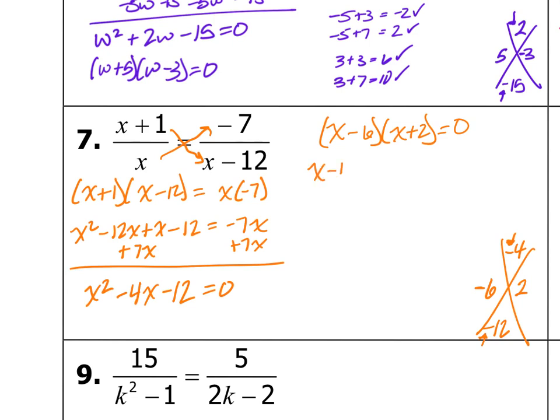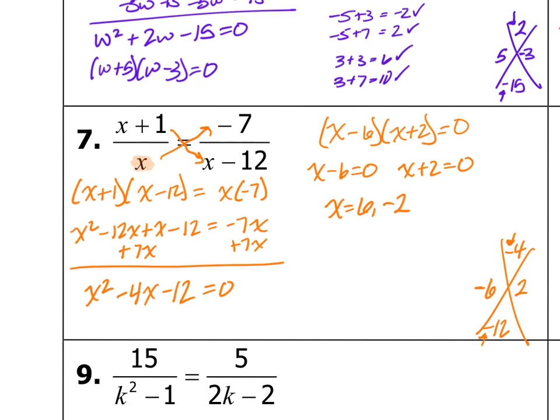So x minus 6 equals 0, or x plus 2 equals 0. So that means that x is going to equal 6 and -2. So now we're going to check it. We already know that for this one, both of them are okay because neither one of them is 0.